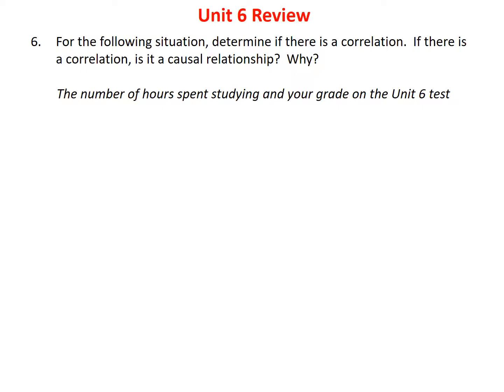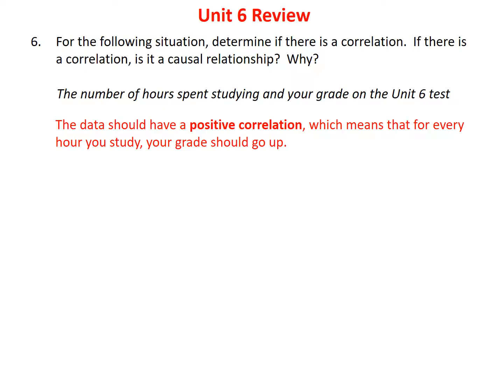The next problem also involves correlation, but it brings in another issue, causation: does one variable cause the other variable? The premise here is the number of hours spent studying and your grade on the Unit 6 test. What's the correlation between the data, and does one cause the other? Well, in the first case, we would say the data should have a positive correlation, which means that for every hour you study, your grade should go up. Positive again means that as the hours increase, my grade goes up. Notice that that would be a positive slope, and it's a positive correlation. We expect that the more you study, the better your grade will be.